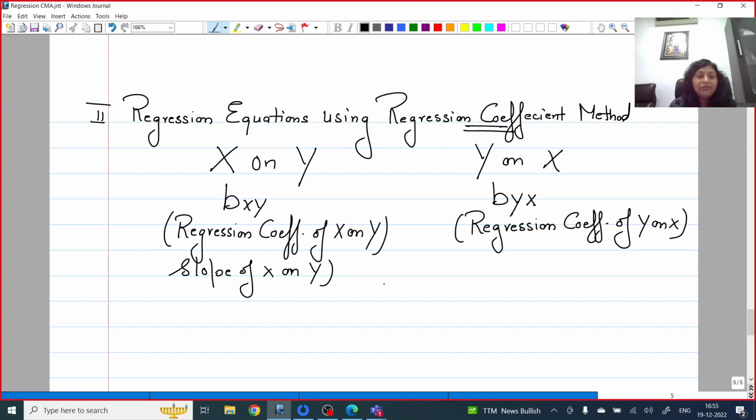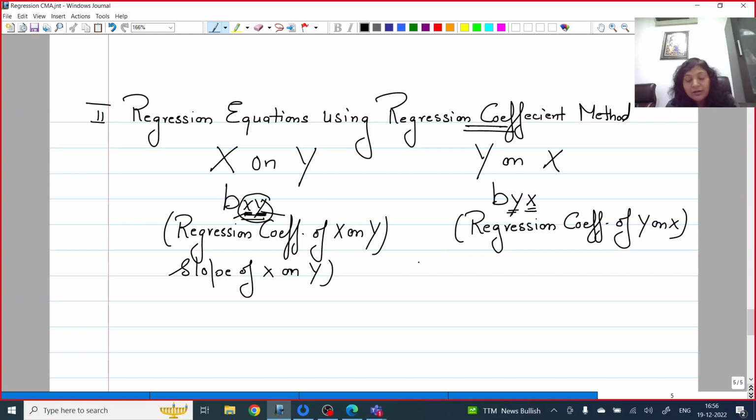Sometimes we get confused which one is x on y and which one is y on x. So I'll give you a small tip. When we have written xy, that means this is regression coefficient of x on y. Because the dependent needs care, dependent needs help. So that's why dependent always comes first, independent always comes at the last. So in this case when we say bxy, here x is dependent and y is independent. And when we say byx, here y is dependent and x is independent because y needs support and that support is given by independent variable.